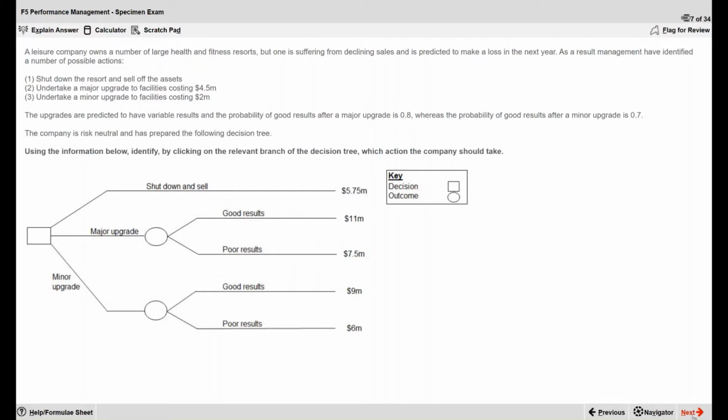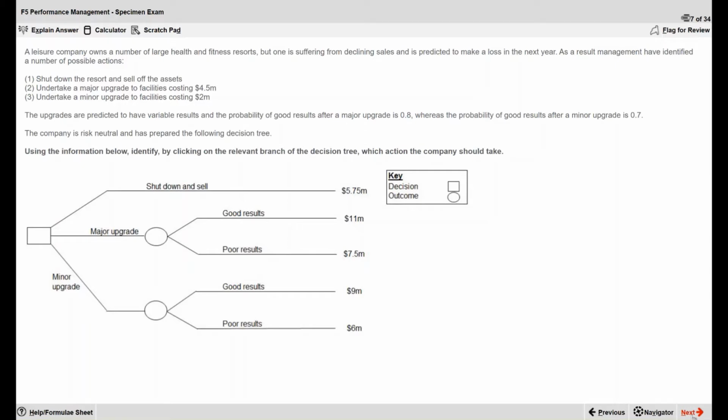Using information below, identify by clicking on the relevant branch of the decision tree which action the company should take. A leisure company owns a number of large health and fitness resorts, but one is suffering from declining sales and is predicted to make a loss in the next year. As a result, management have identified a number of possible actions. Shut down the resort and sell off the assets. Undertake a major upgrade to facility costing 4.5 million. Undertake a minor upgrade to facility costing 2 million.